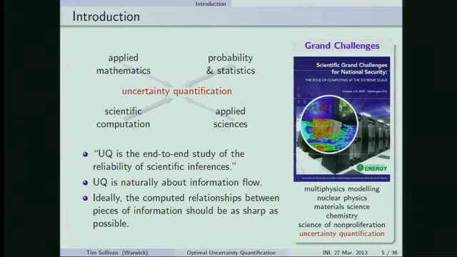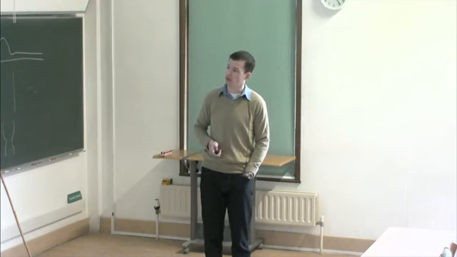And stealing a phrase from this 2009 report from the DOE in the States, I think of UQ really as the end-to-end study of the reliability of scientific inferences. So I really see it as quantitative relationships between pieces of information. And ideally, those relationships should be as sharp or, in some sense, optimal as possible. And somehow the duality of optimality is robustness. And these two come together in the same package.